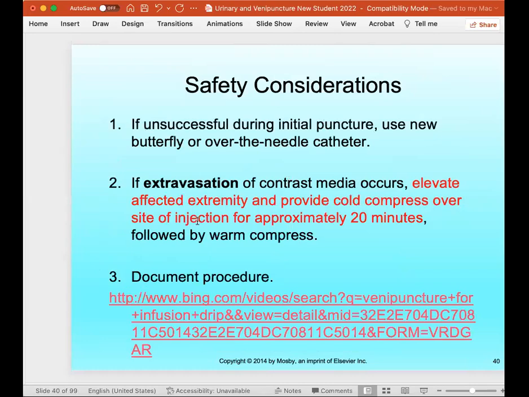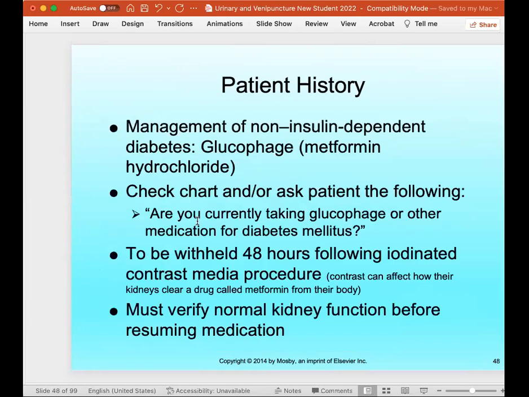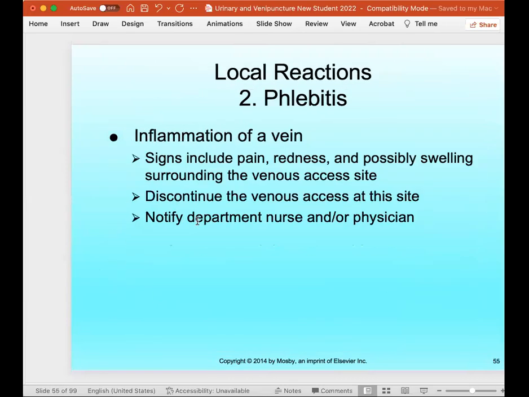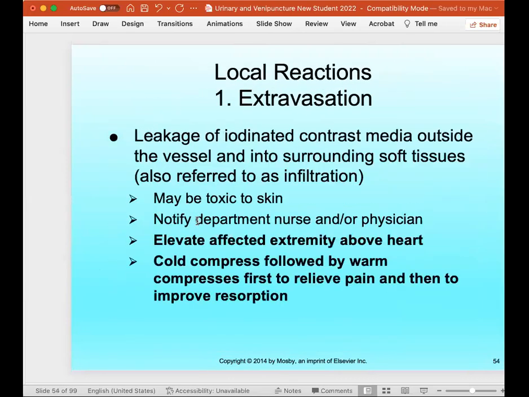Okay, extravasation. And I think there is a slide on extravasation. What extravasation is, it's leakage of iodinated contrast media when it goes outside of the blood vessel into the surrounding soft tissue. So it's also referred to as infiltration, right? So the vessel blows. That's another way you'll hear people call it in clinic. So the contrast leaks outside of the vessel. It's called infiltration.